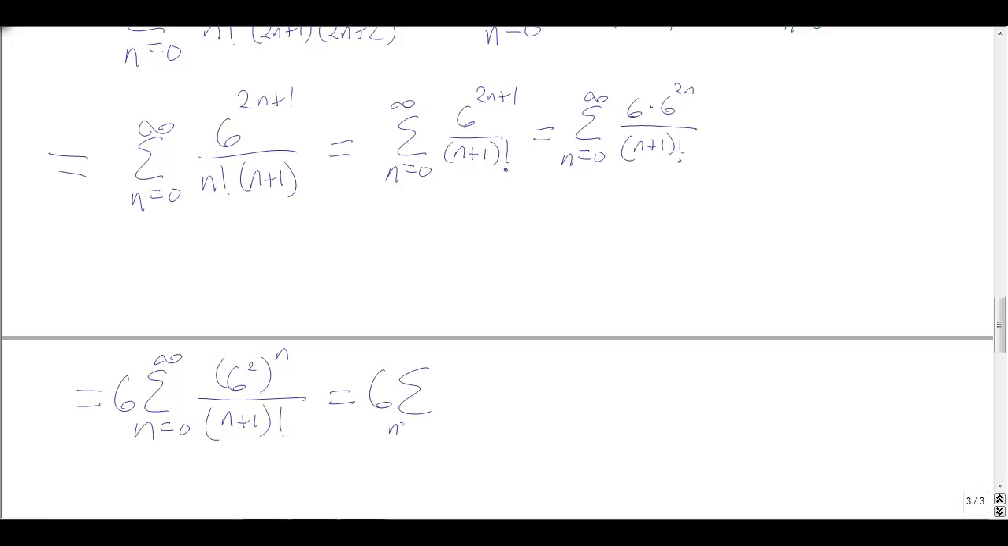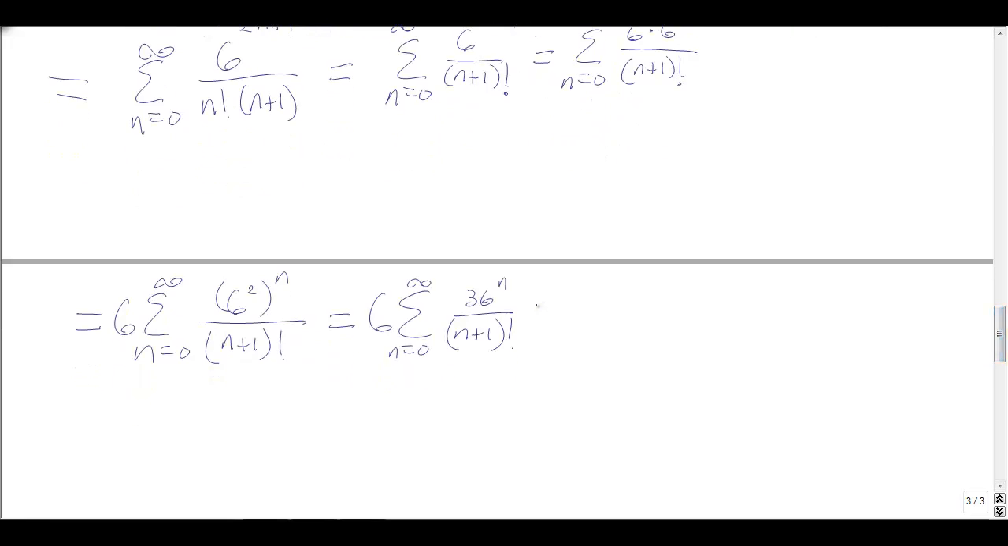And then I get 6 summation n equals 0 to infinity. This gives me, let's see, 36 to the n over n plus 1 factorial. I'm getting closer, but I want the n plus 1 and the n to match. So what I can do to make that happen is multiply the top and bottom by 36. When I do that, I take the 36 on the bottom outside, and on the inside I multiply by 36 on top. That's going to give me a 36 to the n plus 1. And so now these at least match, which is good.